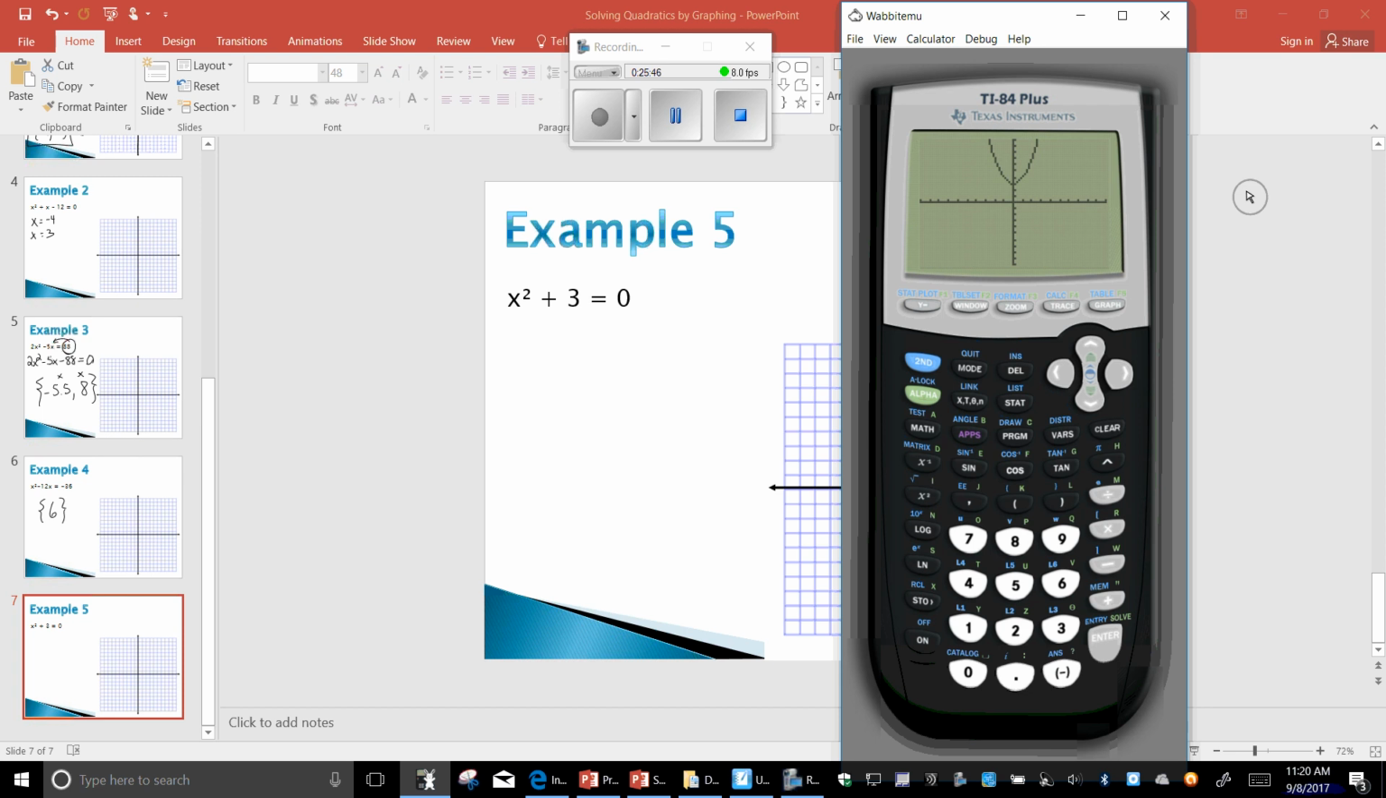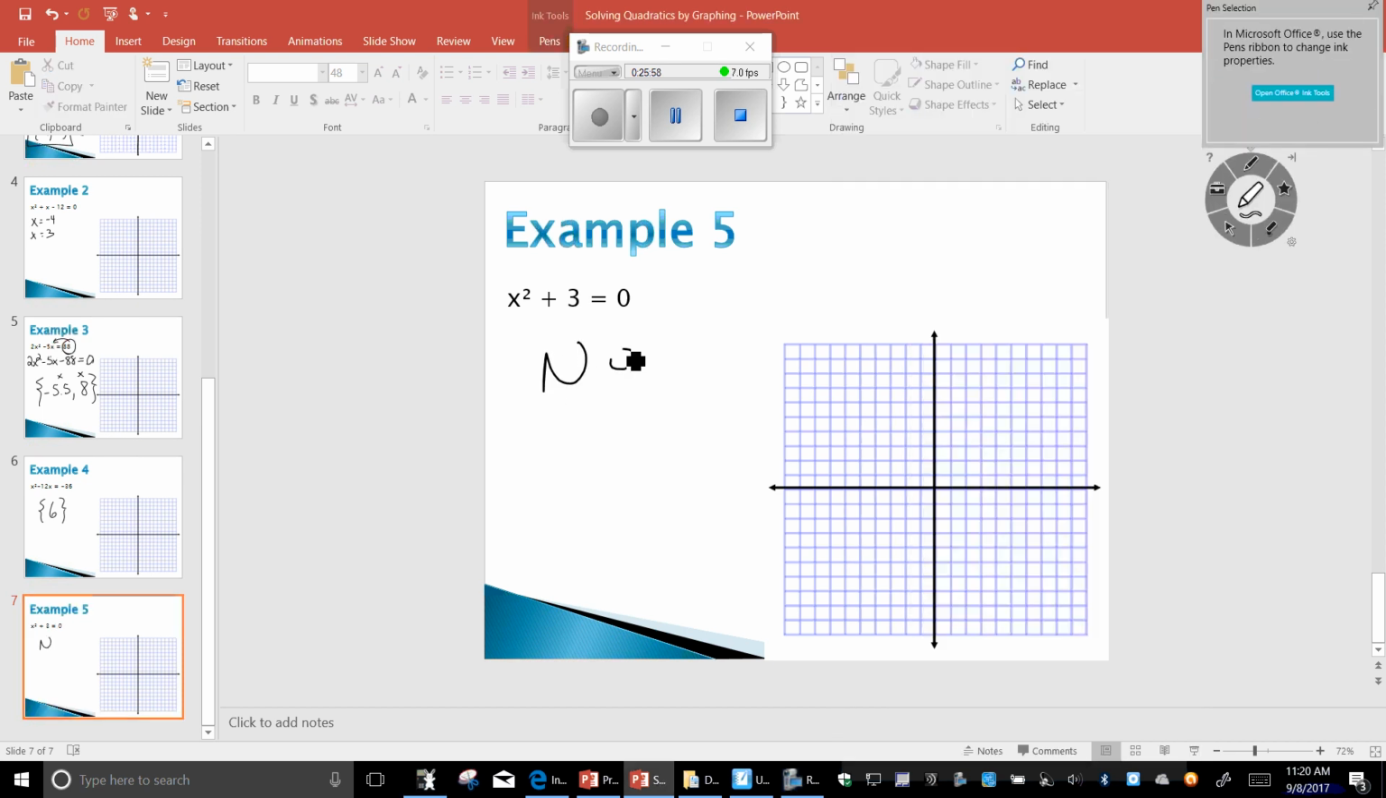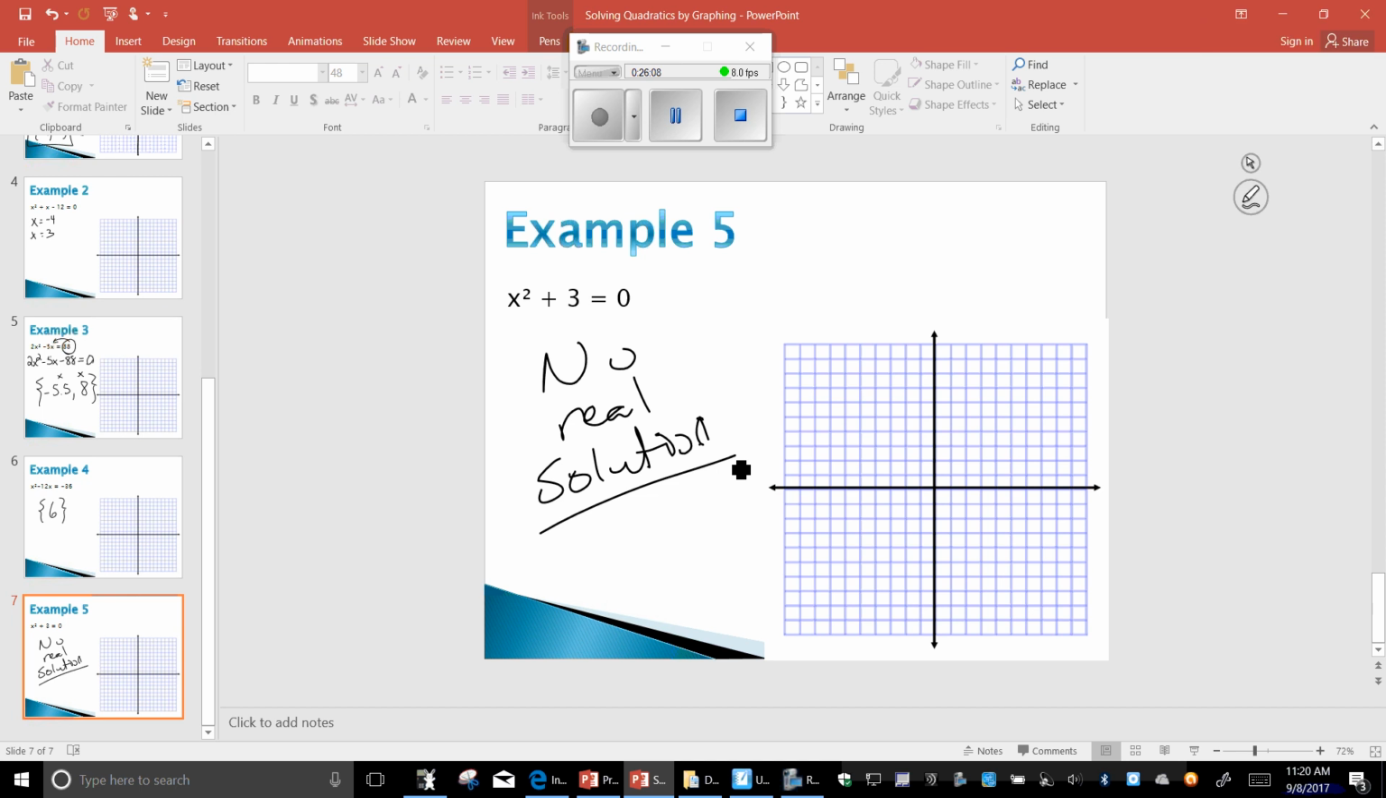So I would be careful. Make sure you're paying attention. Our solutions are where it crosses the x-axis. Where is this crossing the x-axis? It's not. So what is the answer? No real solution. Okay, and I'm going to tell you right now, in a couple days, that's not going to be good enough. You actually will have to find the imaginary solutions. But for today, you can just leave it as you know that there are no real solutions. There's going to be imaginary solutions. Okay? All right, I'm finished.